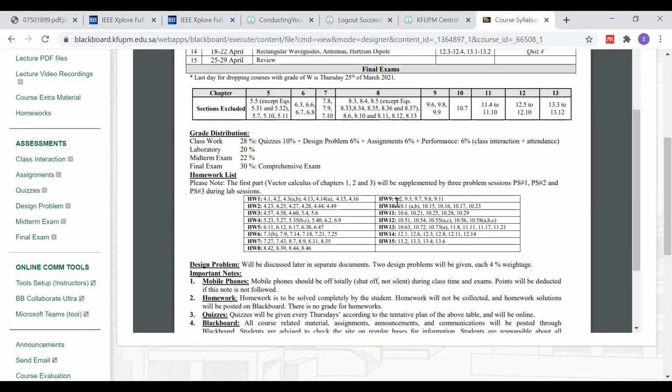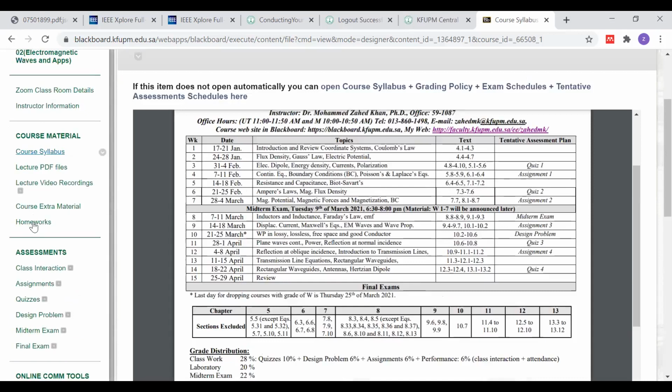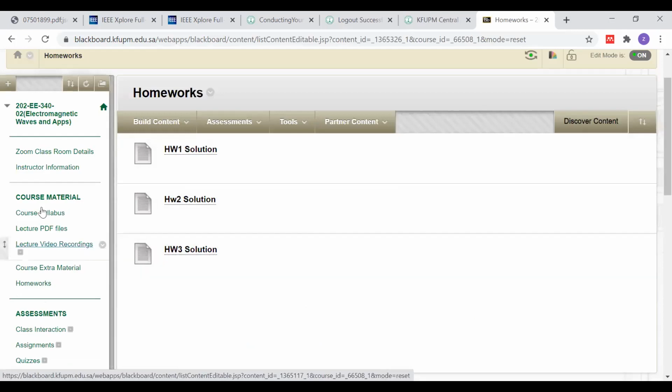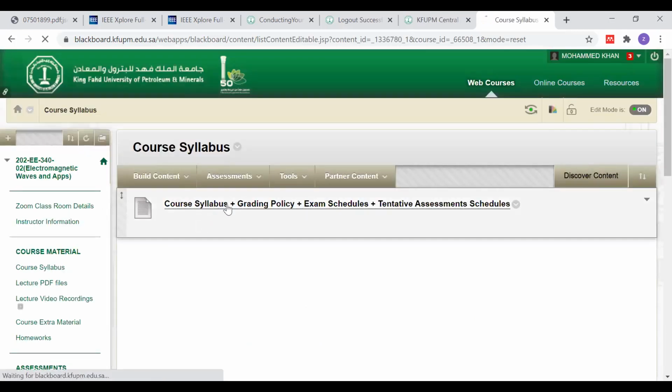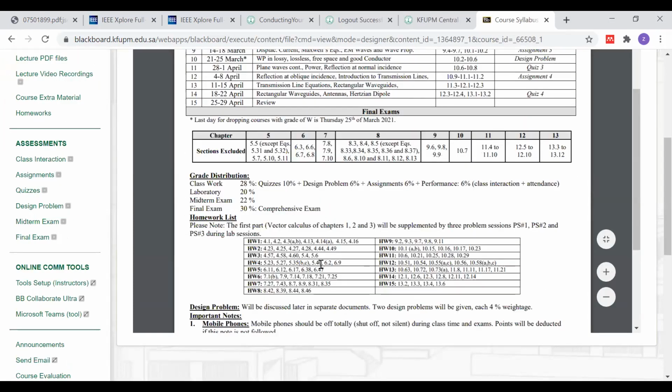What I'm going to do is post the solutions of these homeworks as time passes. For instance, I have already posted the solutions of 3 homeworks here. See, in the homework section, I have already posted 3 solutions. These homeworks are basically meant for you to practice as many problems as you can. These homeworks are from our textbook, Sadiku. Besides that, there are several examples in the textbook, so I really encourage you to practice as many problems as possible.